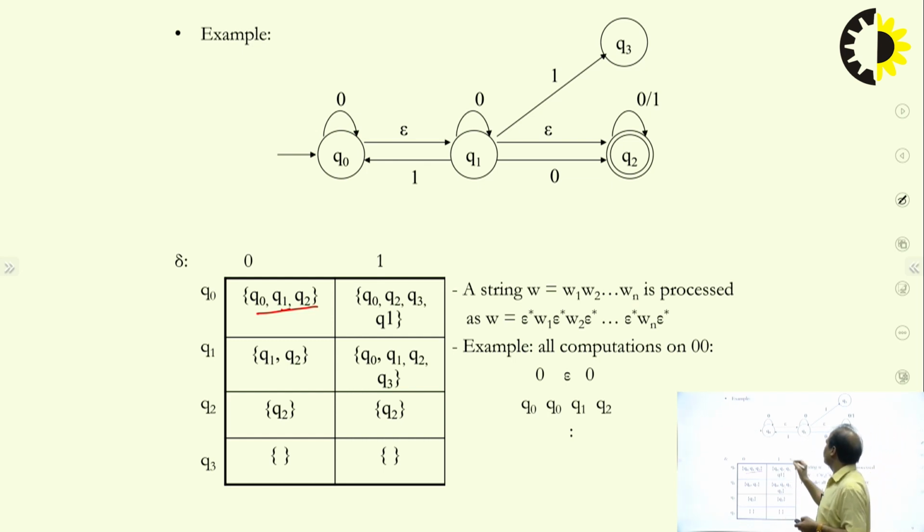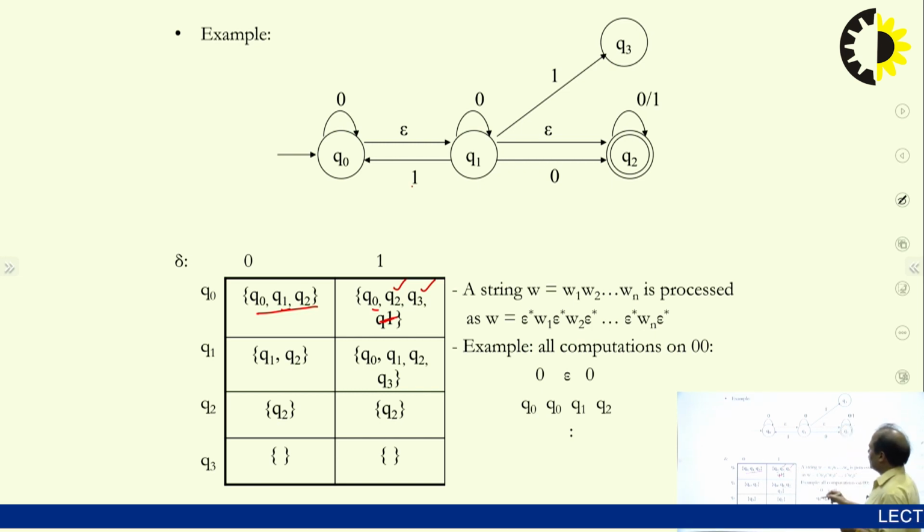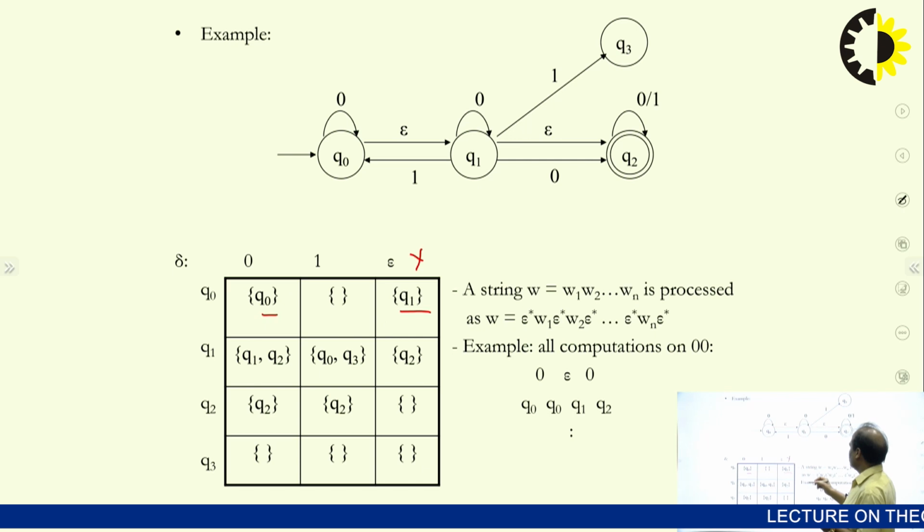Similarly for Q0 on 1, there is no direct transition, but Q0 has an epsilon here, so you can reach Q1, and from Q1 on 1 you can go to Q1 and Q2, and on epsilon take Q1 here, Q2, and on this one already Q1. So yes, this we can compute, and we can eliminate the epsilon from there.